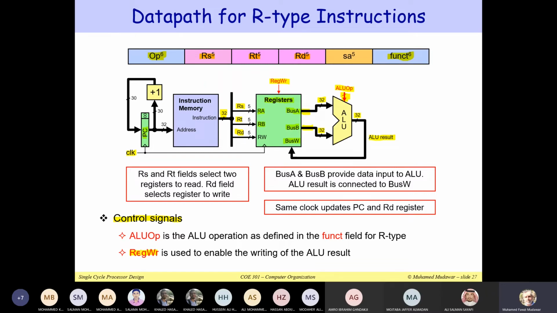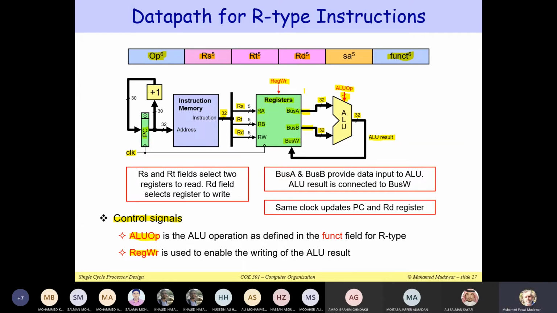So far we have seen only 2 control signals. ALU op is needed to control the execution of the instruction inside the ALU. And also we need register write, another important control signal which is used to control the writing of the register file. This is only for an R-type ALU instruction.